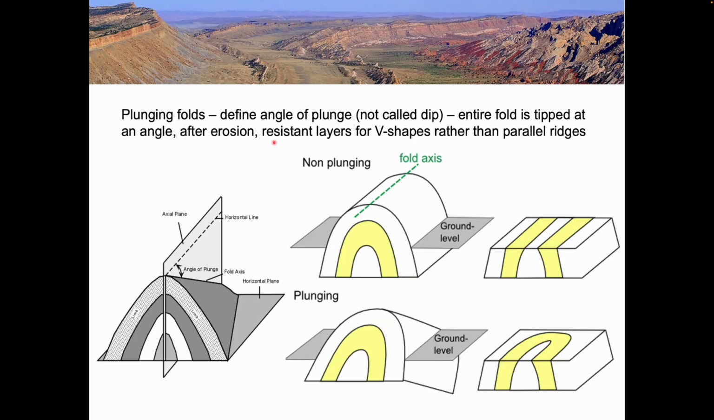While a simple fold is pretty easy to understand, it gets more complicated when you introduce plunge. A plunging fold is a fold that is tilted at an angle. That is, your fold axis is going to be tilted off of horizontal. That's called the angle of plunge. After erosion, your rock layers will form a rounded or V-shaped outcrop pattern. Compare that with the parallel outcrop pattern of a non-plunging anticline here on the right.